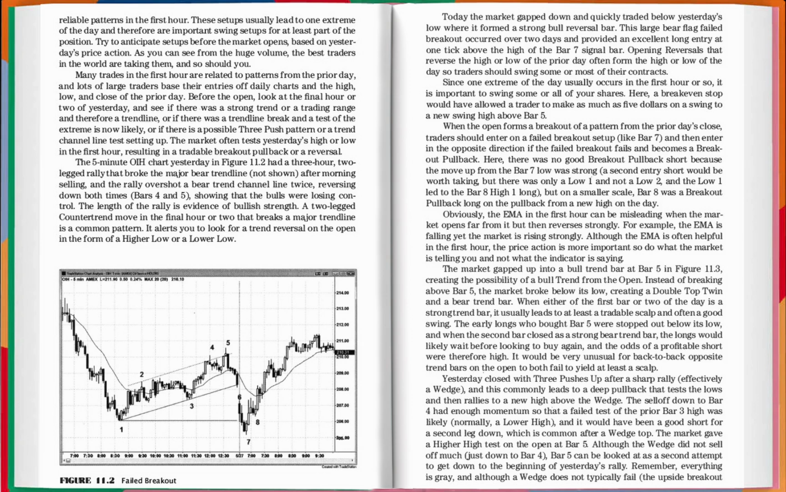When the open forms a breakout of a pattern from the prior day's close, traders should enter on a failed breakout setup, like bar 7, and then enter in the opposite direction if the failed breakout fails and becomes a breakout pullback. Here, there was no good breakout pullback short because the move up from the bar 7 low was strong. A second entry short would be worth taking, but there was only a low 1 and not a low 2, and the low 1 led to the bar 8 high 1 long. But on a smaller scale, bar 8 was a breakout pullback long on the pullback from a new high on the day.